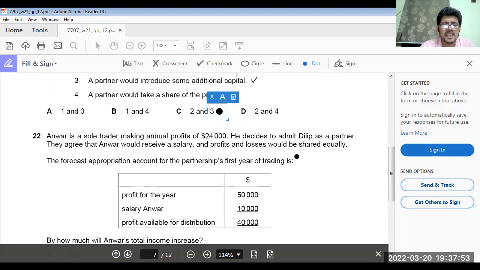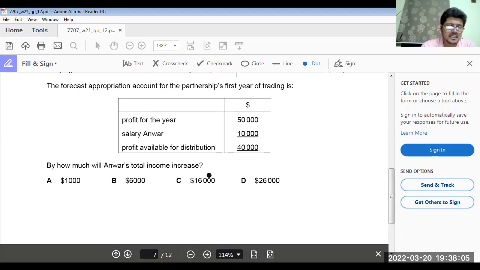Anwar is a sole trader making annual profits of 24,000. He decided to admit Dilip as a partner. They agreed Anwar will receive a salary, and profits and losses will be shared equally. The forecast appropriation account for the partnership's first year of trade is shown. Now, our question is: how much will Anwar's total income increase?